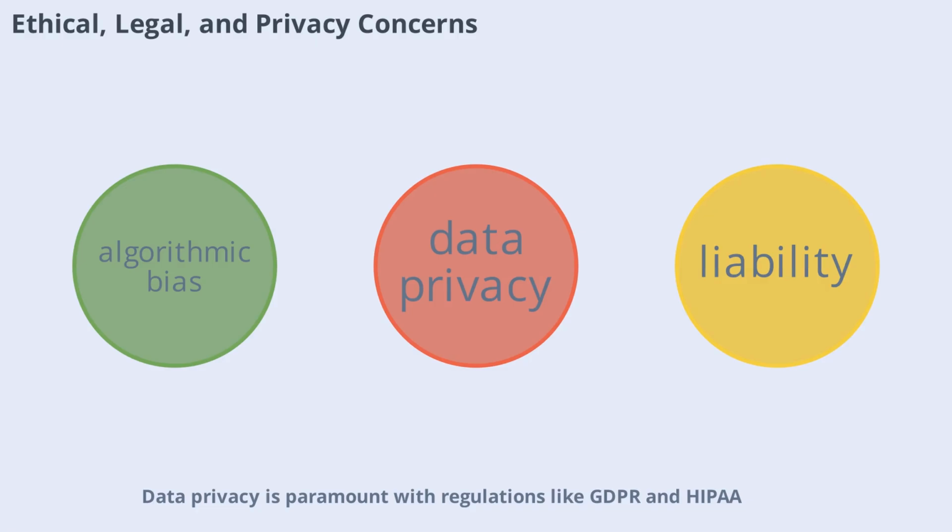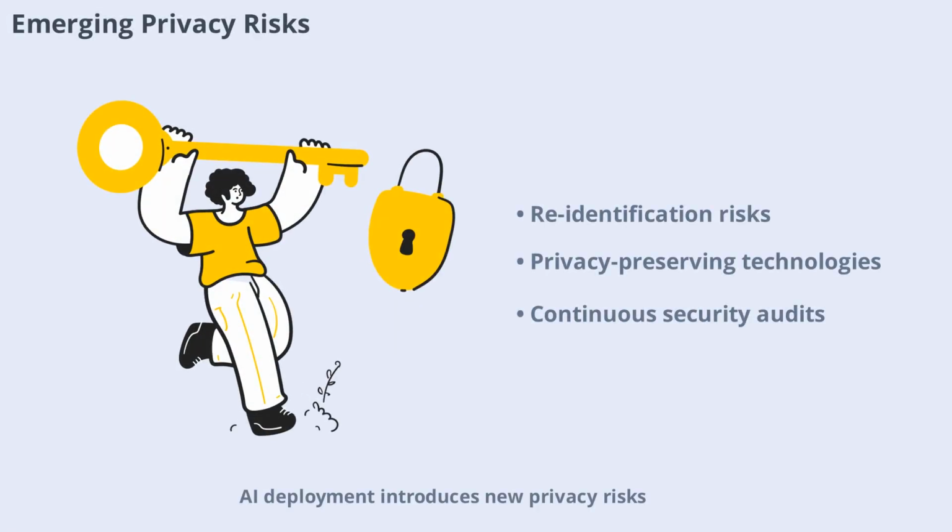Data privacy is paramount, with regulations like GDPR and HIPAA requiring explicit patient consent and rigorous anonymization. AI deployment introduces new privacy risks, such as potential re-identification of anonymized images and data leakage through federated learning. Mitigation strategies include advanced de-identification techniques, privacy-preserving technologies like federated learning and differential privacy, and continuous security audits. Ensuring robust data governance is essential for protecting patient information and maintaining trust in AI-driven healthcare.